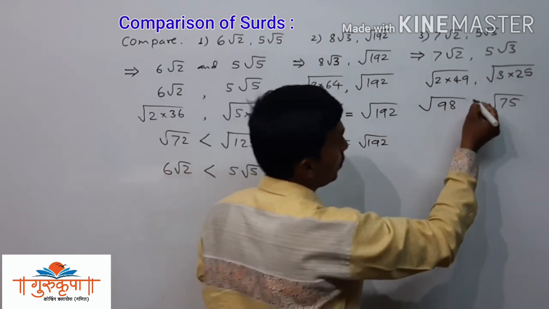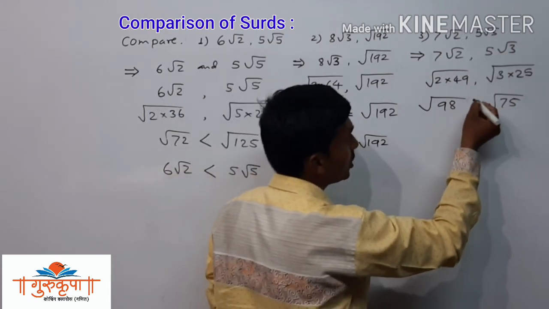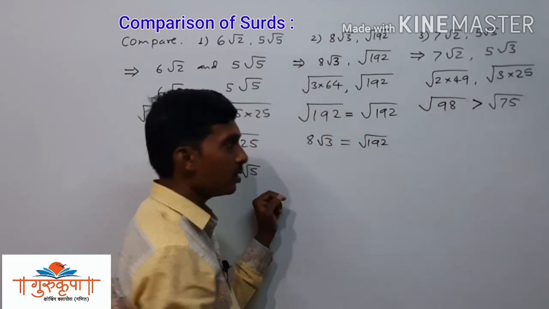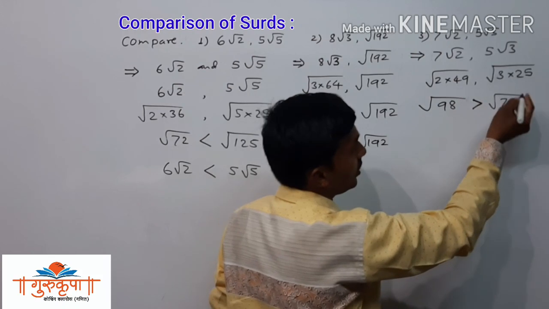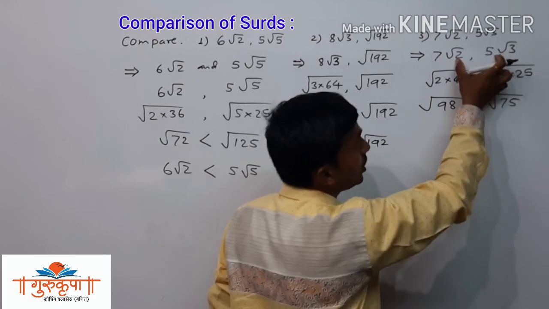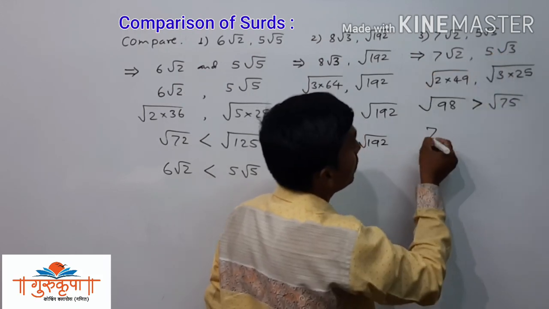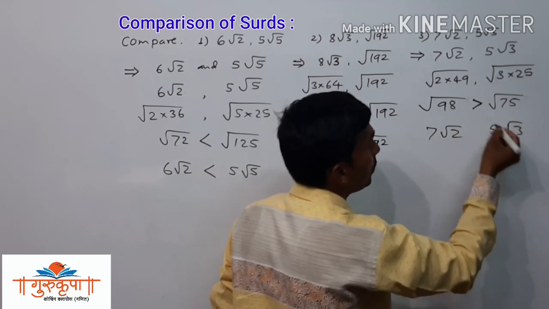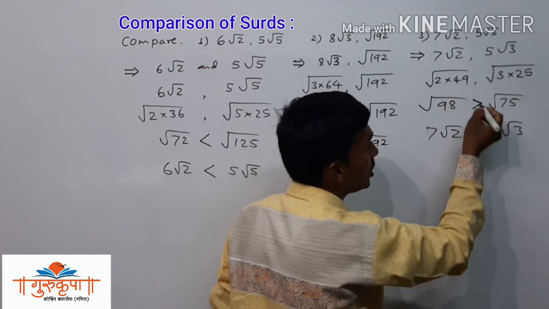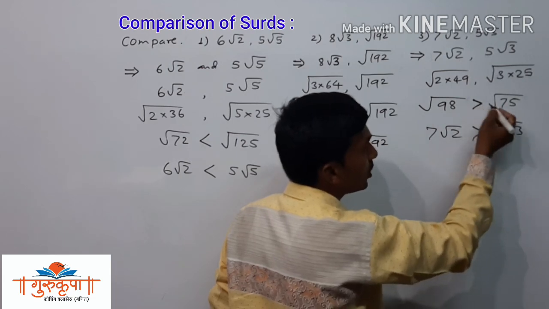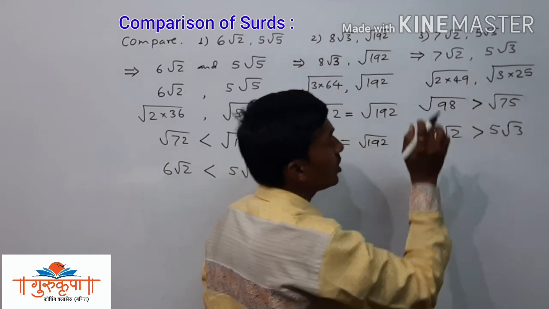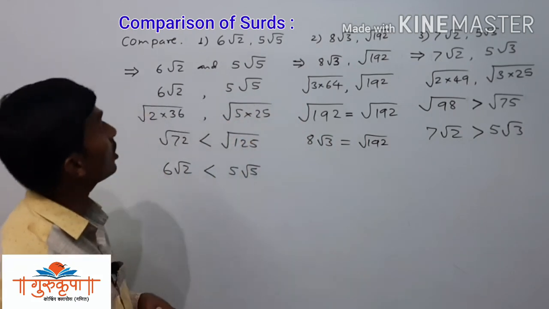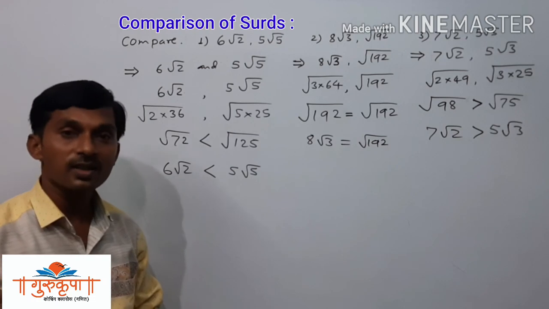So we have to put the mouth of this sign towards the bigger number. So 98 is greater than 75. The same relation is between these two numbers. So we can write the two numbers 7√2 and 5√3, and we have to put the same sign which is there in between these two numbers. 7√2 is greater than 5√3. So this is all about the comparison of the surds.